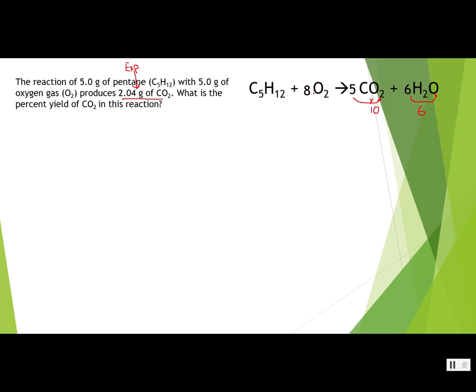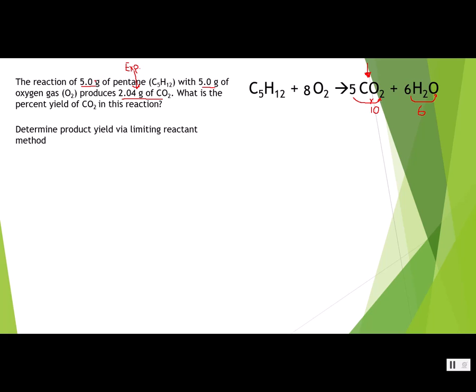So I now have a balanced chemical equation that I can use to do stoichiometry to determine how much product, specifically CO2, should theoretically be produced in this reaction. Before I start my stoichiometry, I look at the information I was given with regards to the reactants. I was given amounts of both reactants: 5 grams of pentane and 5 grams of oxygen gas. Which one do I use?